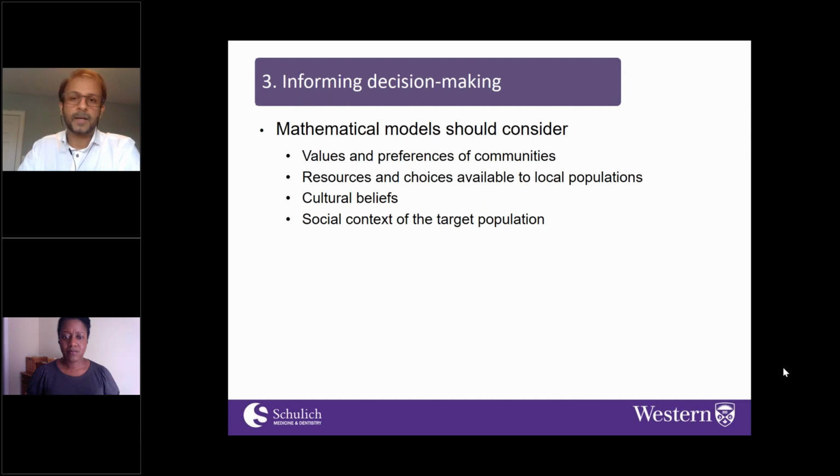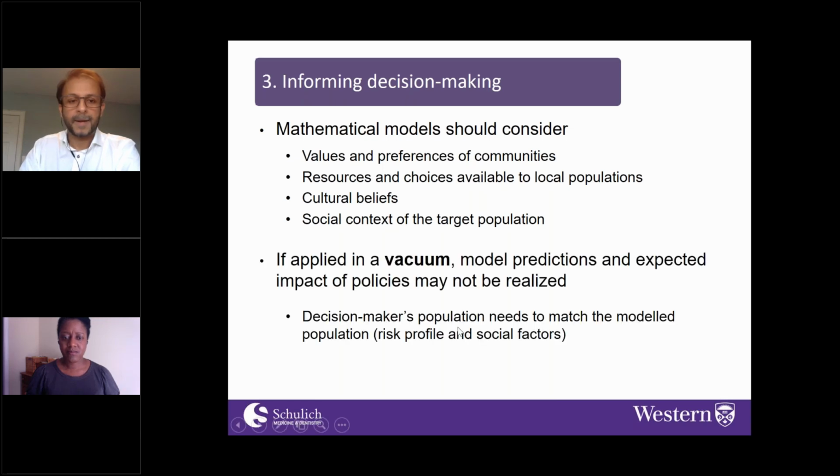This is what the guidelines have recommended: that we should be thinking about the values and preferences of communities, and the resources and choices that are available to local populations. So, if we start shutting down services, the options for accessing other services are again not uniformly distributed across geographies and across social strata. Cultural beliefs obviously also play an important role, and the social context of the target population is something to consider.